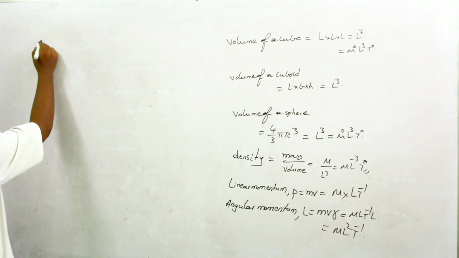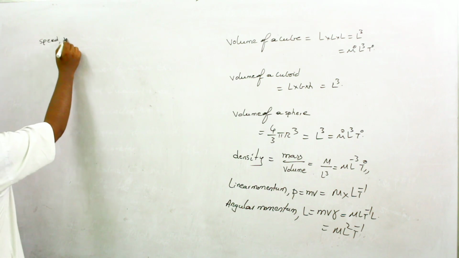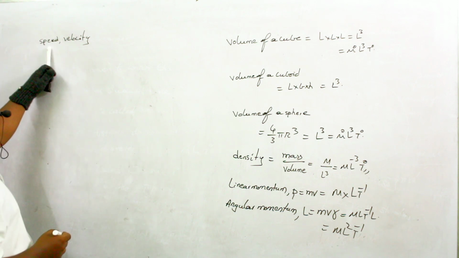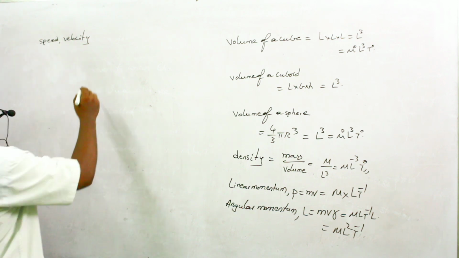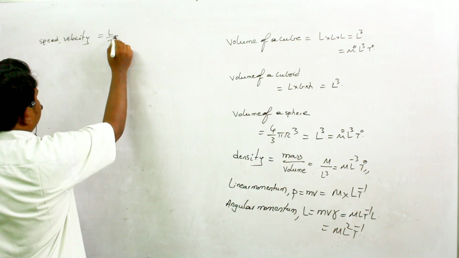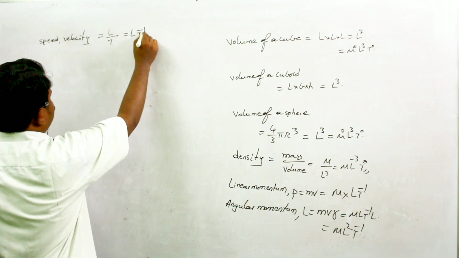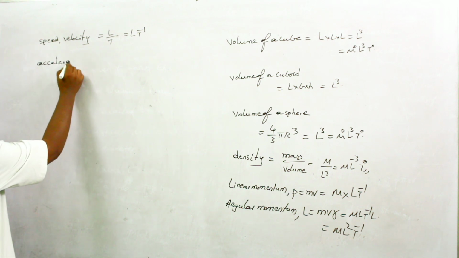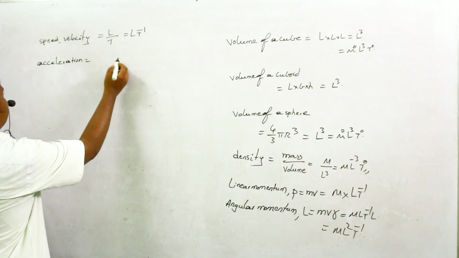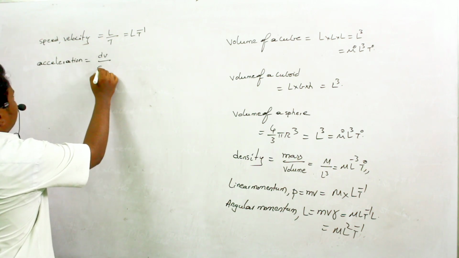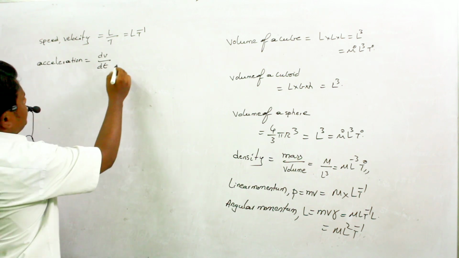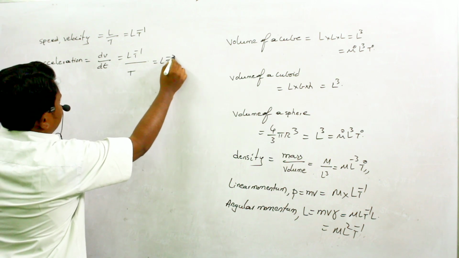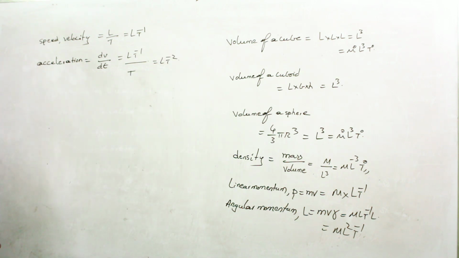So I want the dimension of speed and velocity. Both of them will have the same dimensions. Speed is distance by time, velocity is displacement by time. So both of them have dimensions of L by T, which is equal to L T power minus 1. Similarly, let us see the dimension of acceleration. It has a dimension of change in velocity divided by change in time, dv divided by dt. So L T power minus 1 divided by T. So L T power minus 2 will be the dimension of acceleration.